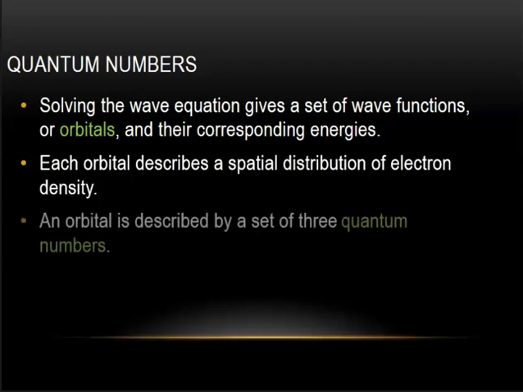All right. So an orbital is described by a set of three quantum numbers, and I'm going to tell you about those now. And also, while I'm mentioning it here, there are four quantum numbers total. The first three are talking about the orbitals. The last quantum number actually talks about the electron itself. So let's get into the first three quantum numbers.